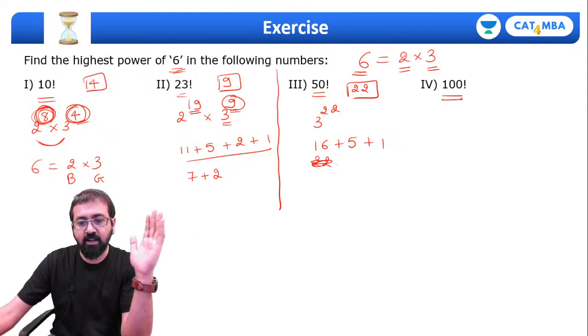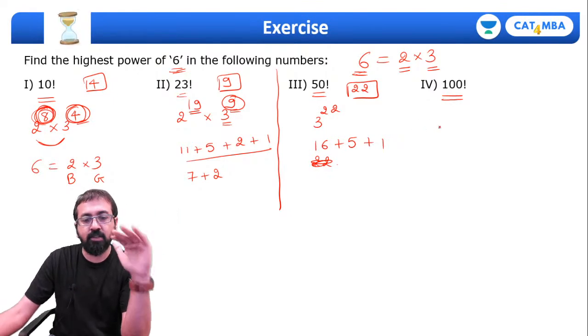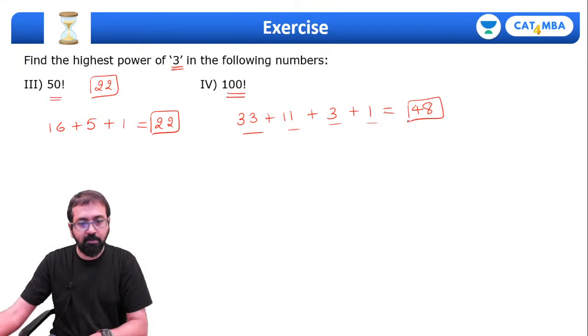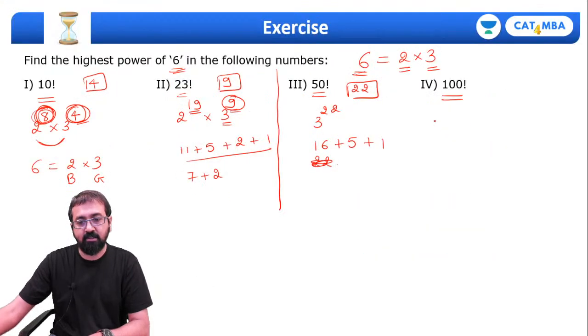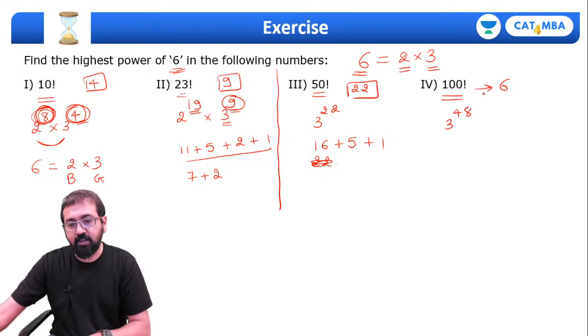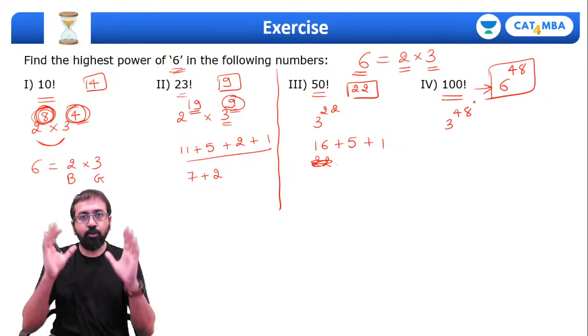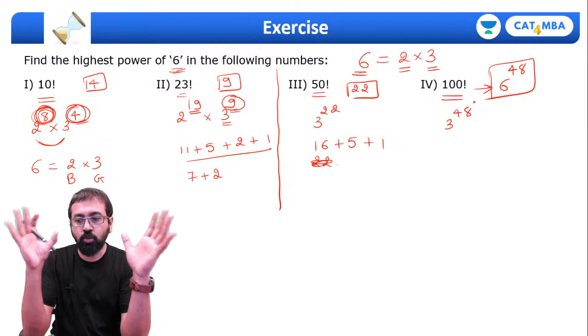Okay, same way in 100 factorial. What is the power of 3 in 100 factorial? Do you remember? Let me quickly check. What is the power of 3? It was 48, right? So this is 3 raised to 48. So what will be power of 6 in 100 factorial? Of course, 48. As simple as that. Are we clear? Yes, have you all understood? Quickly tell me yes or no.